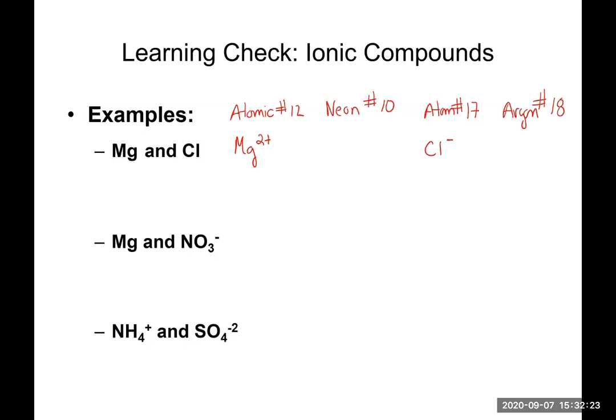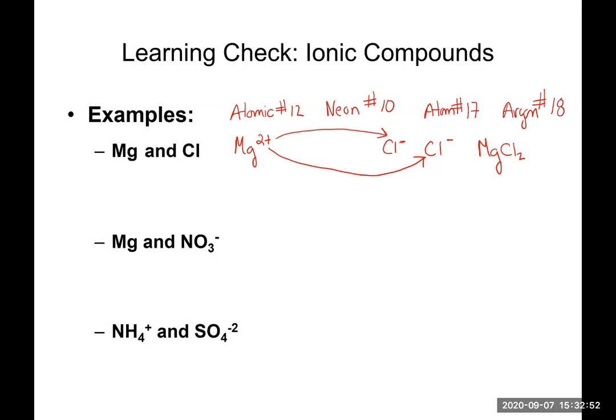So in this case, we're going to need 2 chlorines that are accepting these 2 electrons that magnesium is giving up in order for this reaction to occur. That means we have 1 magnesium and 2 chlorines in our compound that we form, called magnesium chloride.